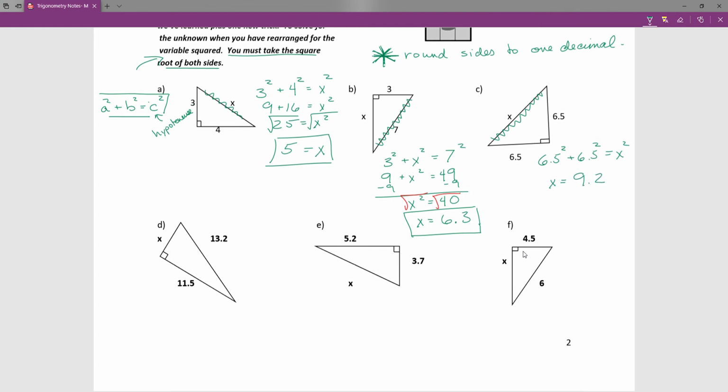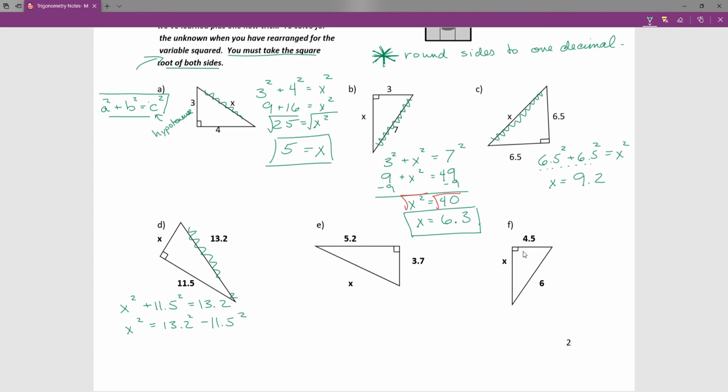Again, I'm doing all of this in my calculator. Again, down here, I'll show the setup of it, but again, I generally use my calculator. So again, find your hypotenuse, the sum of the squares of the other 2 sides equals the square of that hypotenuse. You could rearrange these. You might have that x squared equals 13.2 squared minus 11.5 squared. And then you could do that on your calculator.